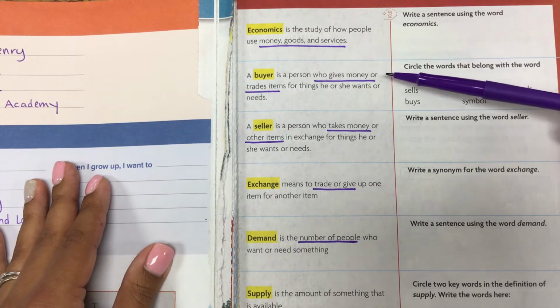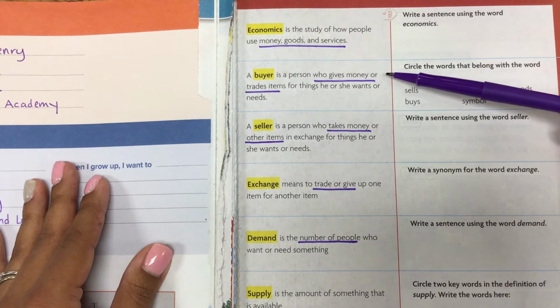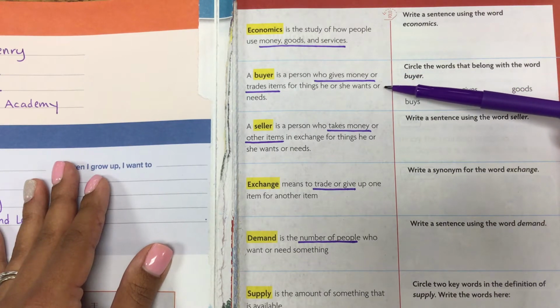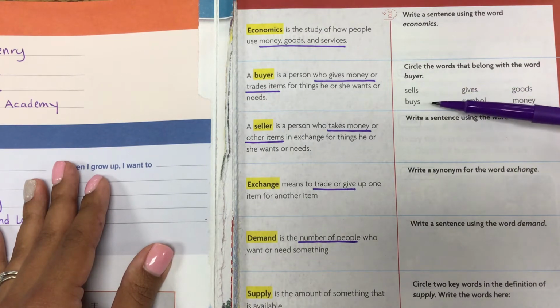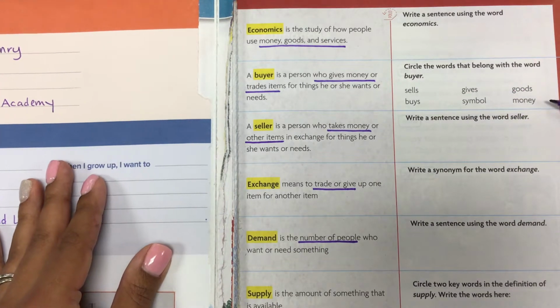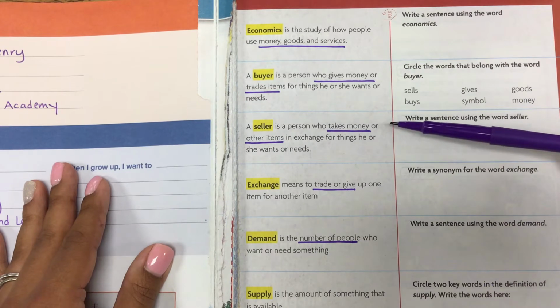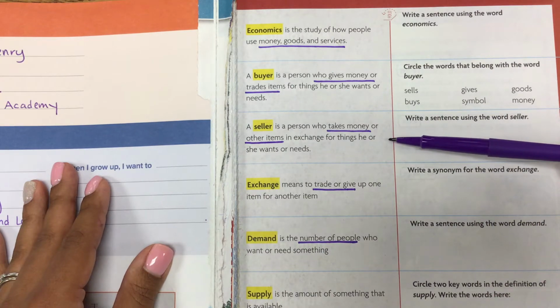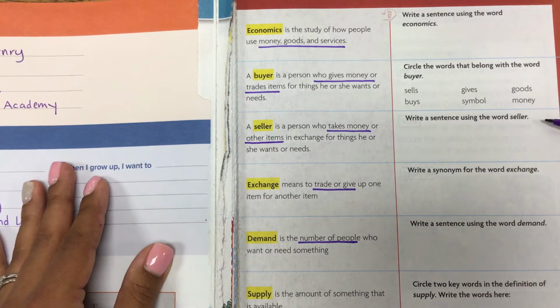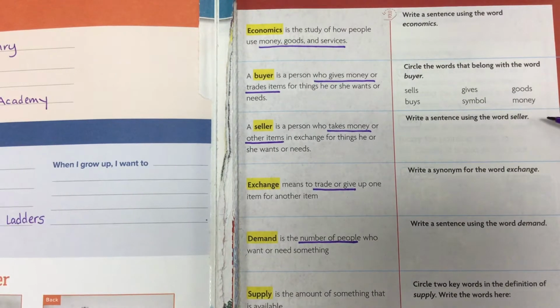Number 2 is buyer. A buyer is a person who gives money or trades items for things he or she wants or needs. Circle the words that belong with the word buyer. Sells, buys, gives, symbol, goods, money. Number 3, seller. A seller is a person who takes money or other items in exchange for things he or she wants or needs. Write a sentence using the word seller.